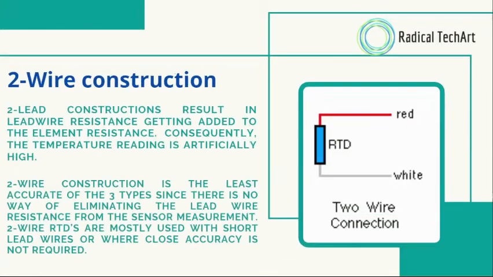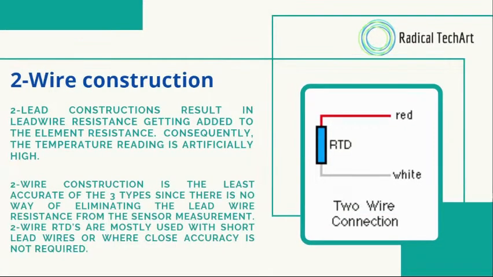So the two-wire construction. Two-lead constructions result in lead wire resistance getting added to the element resistance. Consequently, the temperature reading is artificially high. So you can see here the diagram, two-wire connection. Two-wire construction is the least accurate of the three types since there is no way of eliminating the lead wire resistance from the sensor measurement. Also, two-wire RTDs are mostly used with short lead wires or where close accuracy is not required.